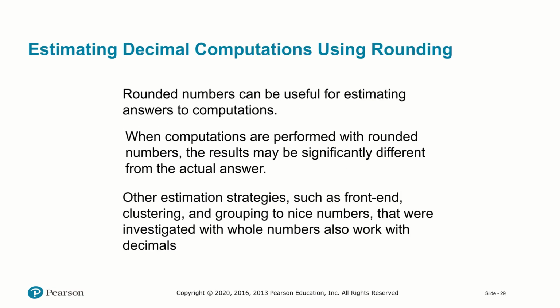All right, a few facts to keep in mind. Estimating decimal computations using rounding. Rounded numbers can be useful for estimating answers to computations. We already know that. When computations are performed with rounded numbers, the results may be significantly different from the actual answer. Other estimation strategies, such as front-end clustering and grouping to nice numbers that were investigated with whole numbers, also work with decimals.